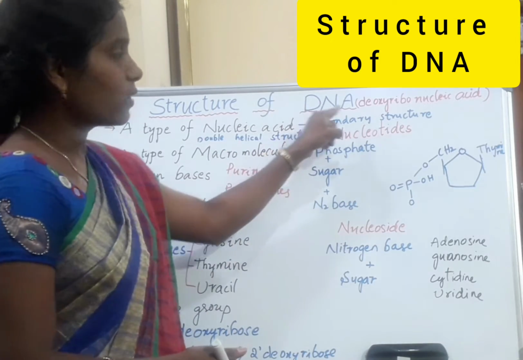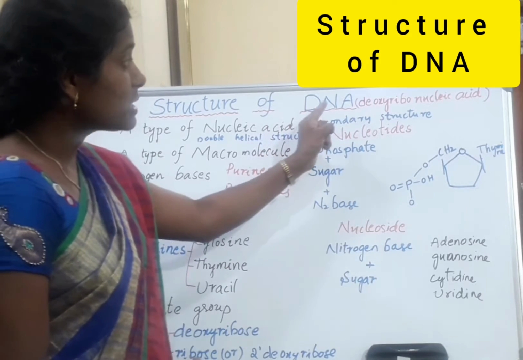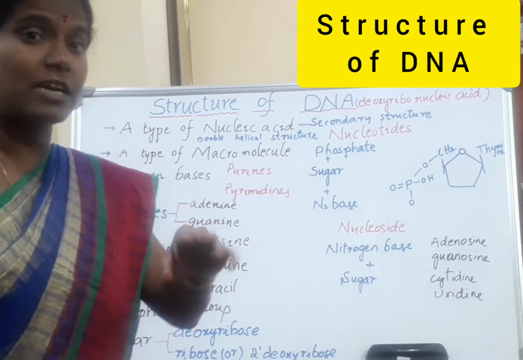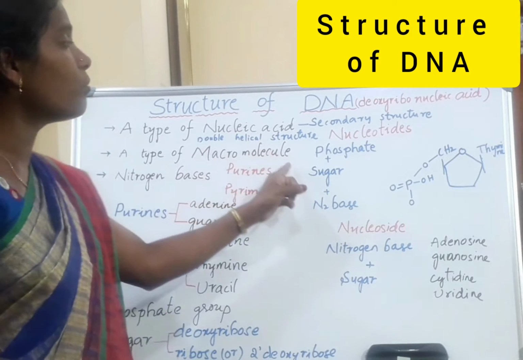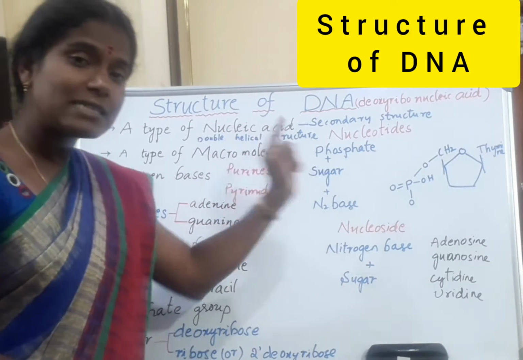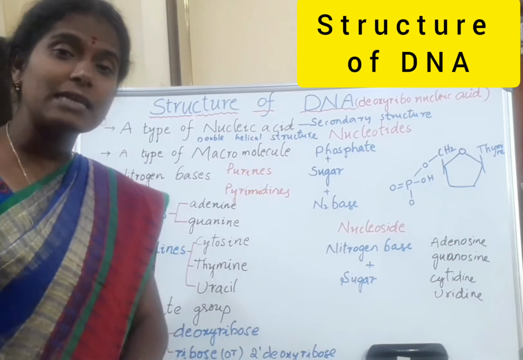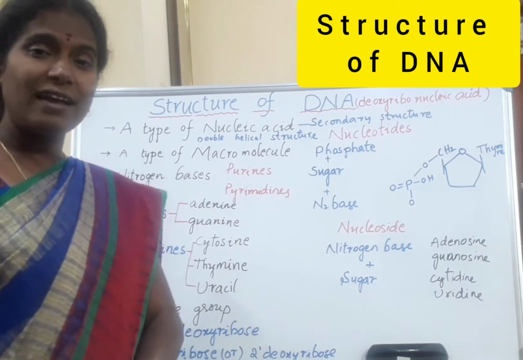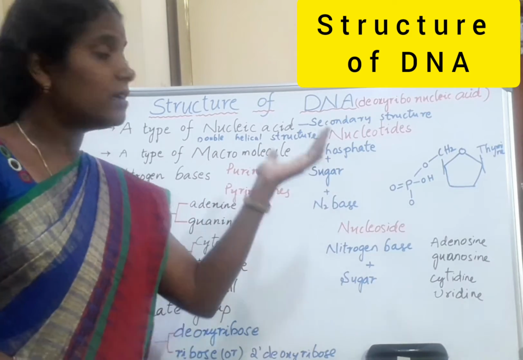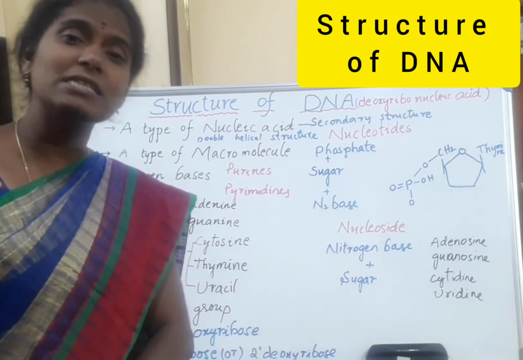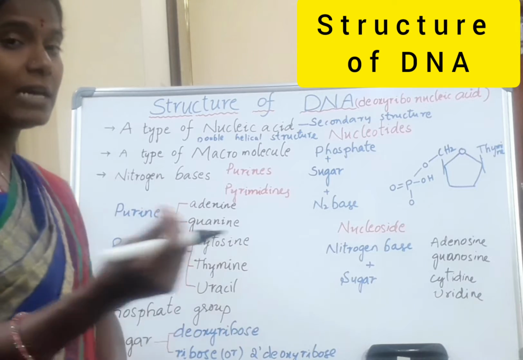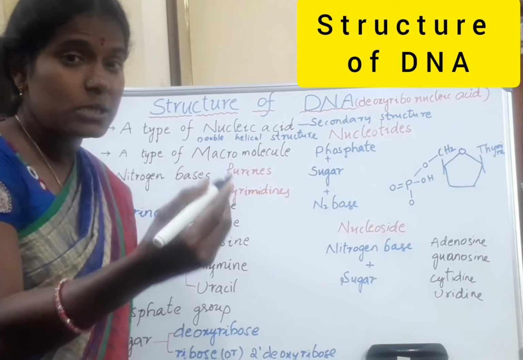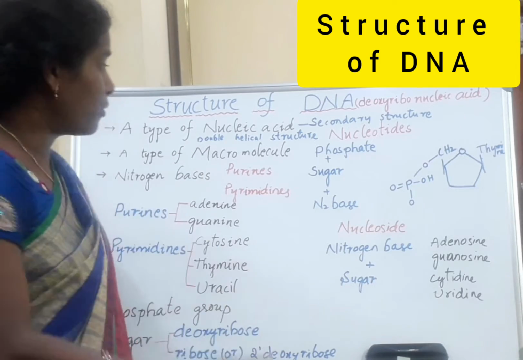So DNA, deoxyribose nucleic acid, consists of three components, and before that, it is a macromolecule. This nucleic acid is a type of macromolecule. What is a macromolecule? These are the organic compounds that are present in living organisms or living bodies. Organic substances are those which consist of carbon compounds.